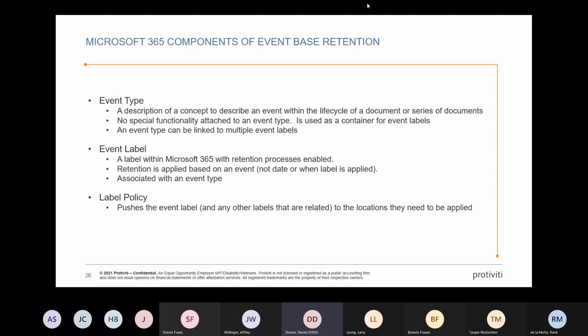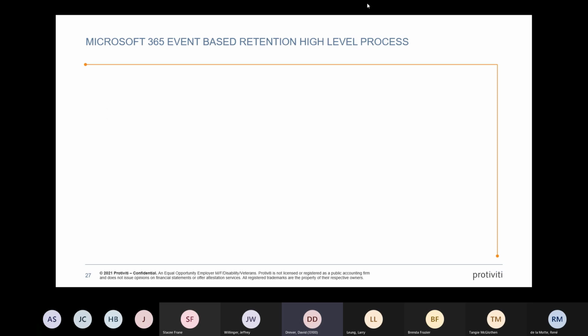With event-based retention, you have an event type, whether it's employee offboarding, vendor contract expiration, or project closure. These are all event types. And you have the event label. The reason you have the event type is you can have multiple labels attached to an event type, so that when I fire off a project closure event, it's going to go and get all of the different labels that are attributed to my event and fire off the retention schedule for it. So let's take a look at this.